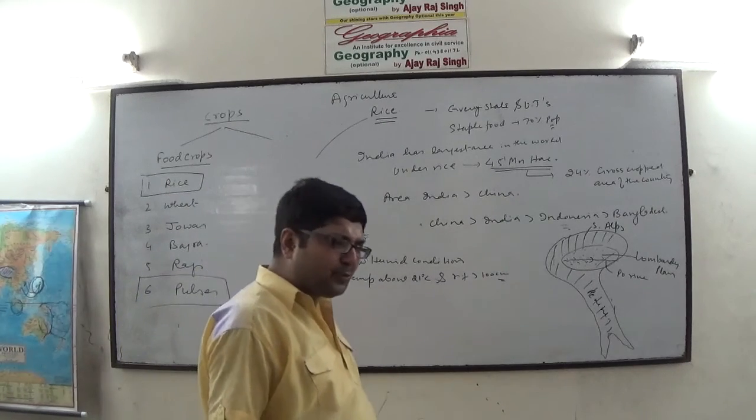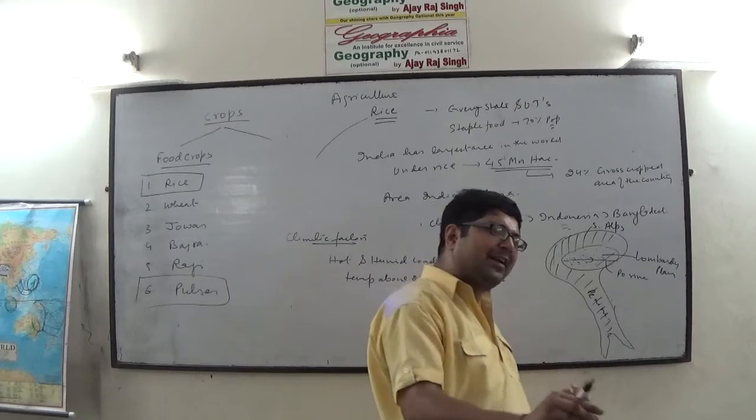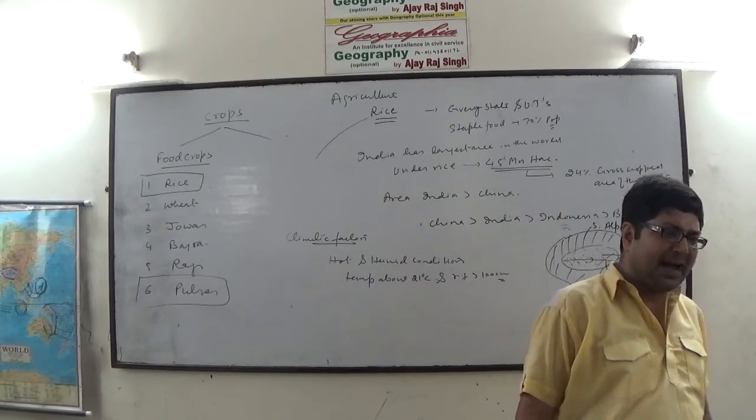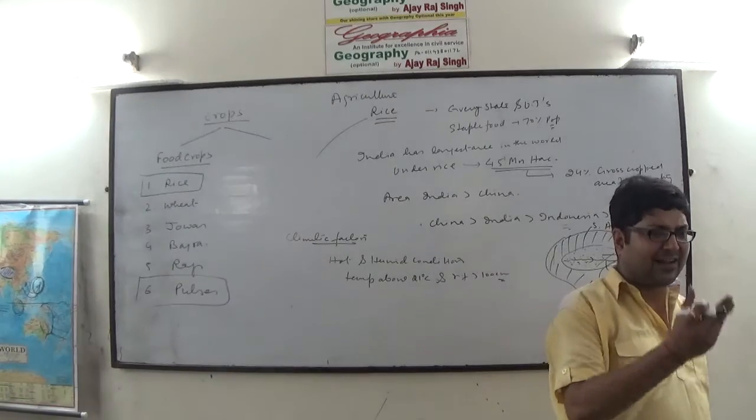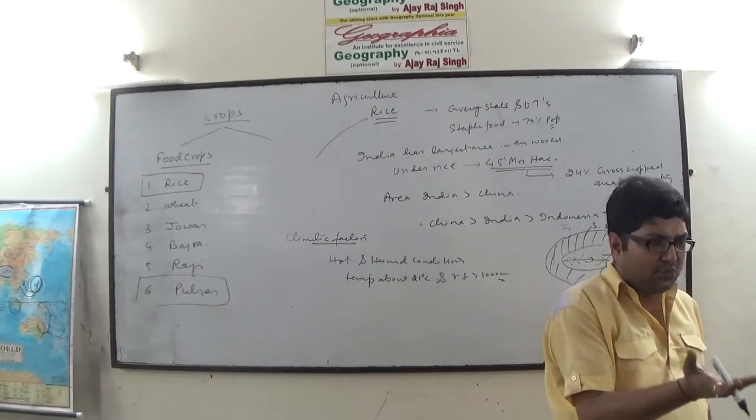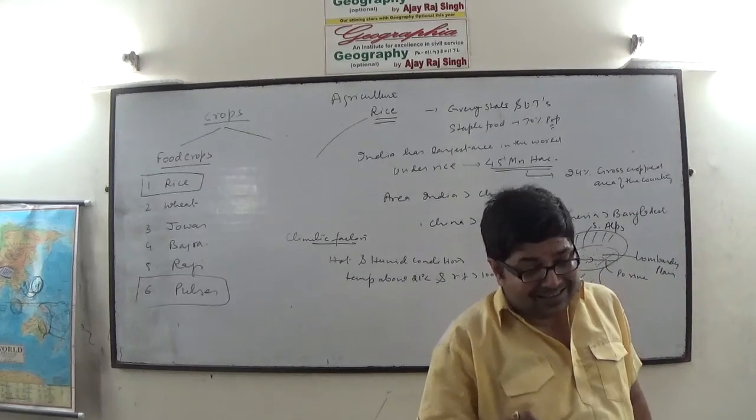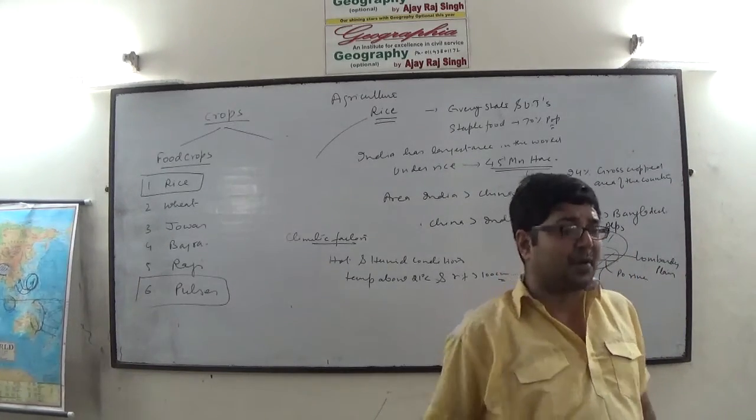Now what we see, soil. Any soil, rice can grow on any soil. Clay loamy is best suited. It can tolerate both acidic and alkaline soil. And basically clay loamy is best suited for rice cultivation, which can hold water, because it is in the flooded fields that the rice saplings are transplanted.